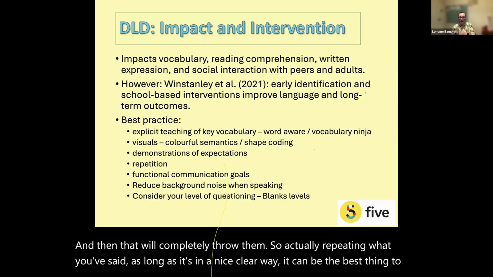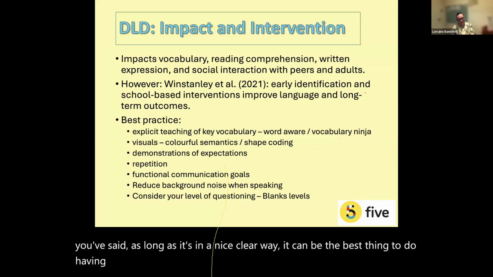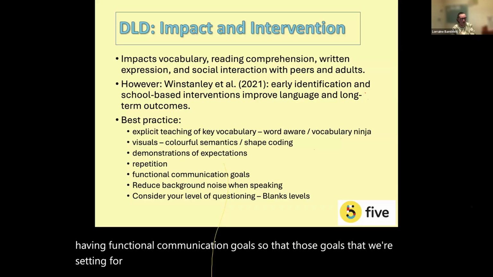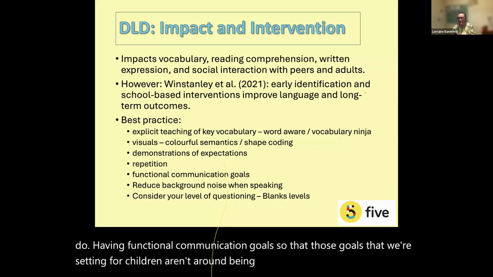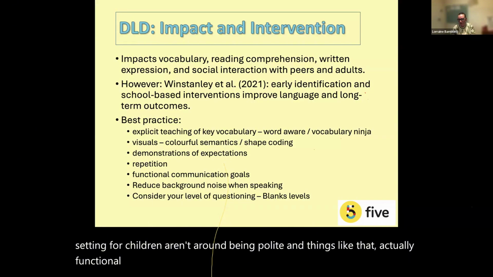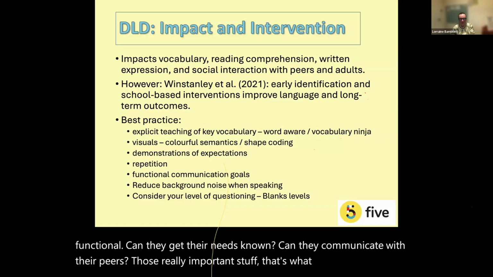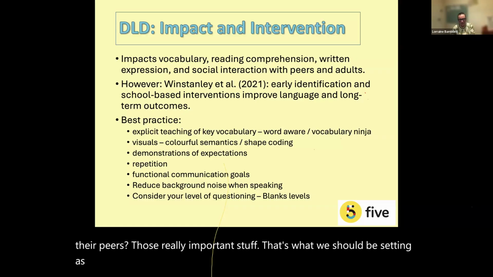Having functional communication goals, so that the goals we're setting for children aren't around being polite and things like that, but actually functional. Can they get their needs known? Can they communicate with their peers? Those are the really important things. That's what we should be setting as communication goals.